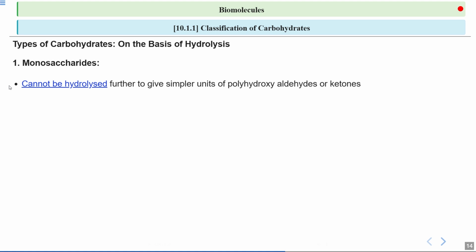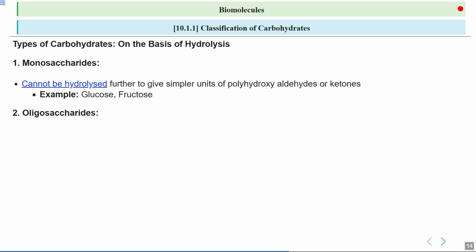So they are already the most basic building blocks, consisting of polyhydroxyaldehydes or ketones. Examples of monosaccharides are glucose and fructose. Both are important energy sources for living organisms. Glucose and fructose cannot be hydrolyzed further to give simpler units.